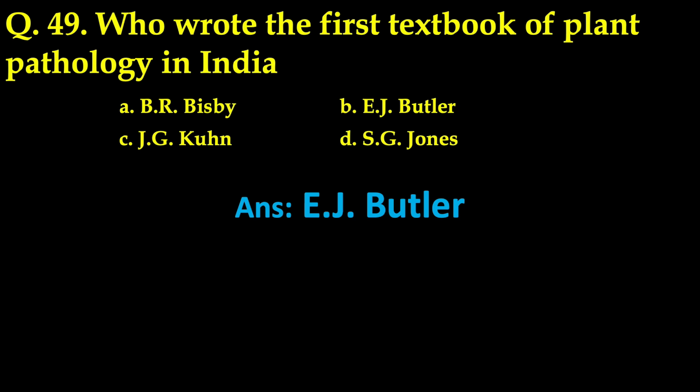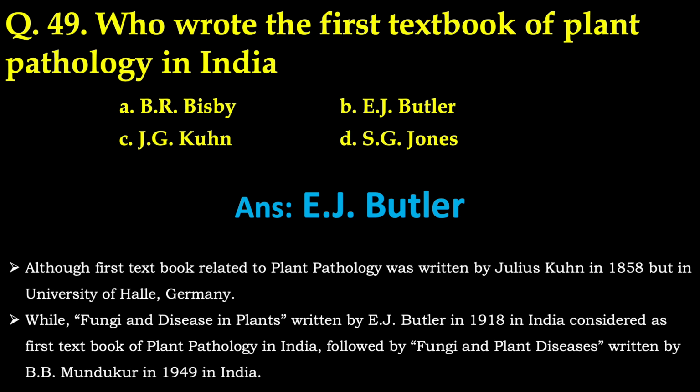As we know, Julius Gotthelf Kuhn wrote the first textbook related to plant pathology, that was in 1858, but that was in University of Halle, that was in Germany. But in the question, it was written in India. That means who wrote the first textbook of plant pathology in India? So the correct answer will be Edwin John Butler.